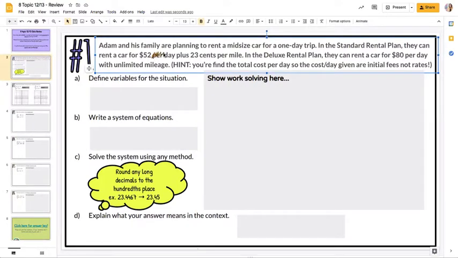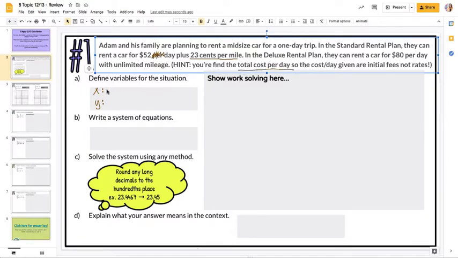It's a base fee of $52 for a day, and then on top of that, you're adding 23 cents per mile. So if we're defining our variables, starting with that, I like to use X and Y. You can use whatever. Think about what things we don't know. We do not know how many miles they're driving, and we do not know how much it costs. We're trying to find the total cost per day.